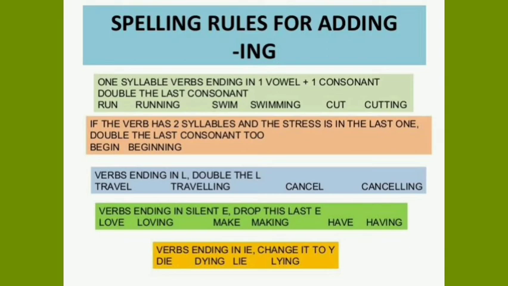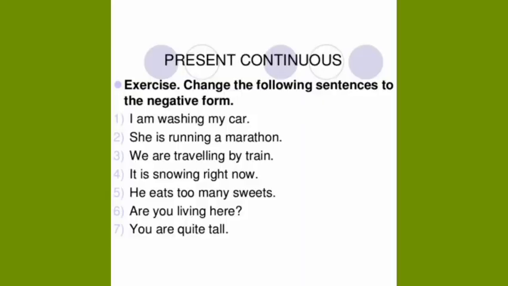Verbs ending with L, double the L. Travel. This verb ends with L, so you need to double the L and add ing. Travel, travelling, cancel, cancelling. Verbs ending with only E or silent E, you need to omit the E and add ing. Love, loving, make, making, have, having. Verbs ending with IE, you need to change the IE to Y and add ing. Now you will get one exercise. This exercise you will do in your copy and send it to me for correction.